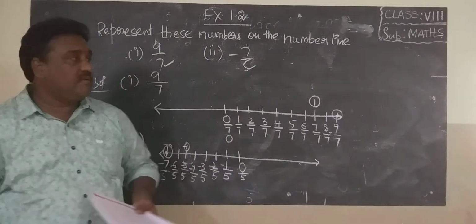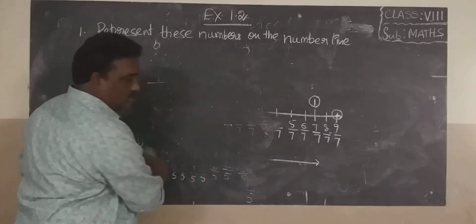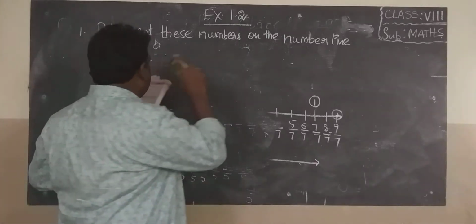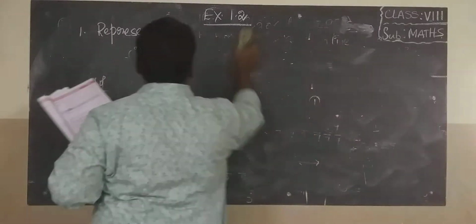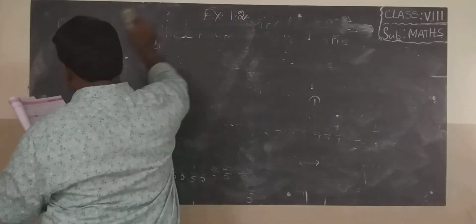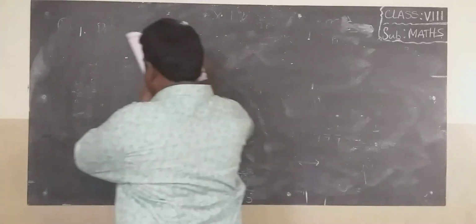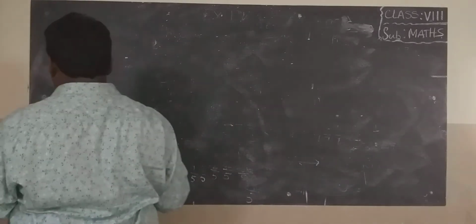Then, the second one on the number line. Represent. If you are interested, you can write the steps also. Divide with 5 or divide with 7, like that.